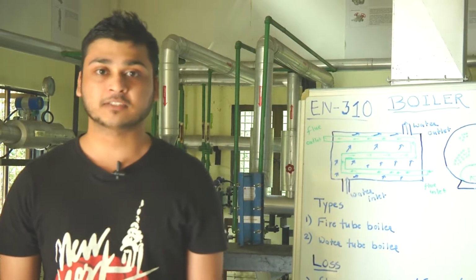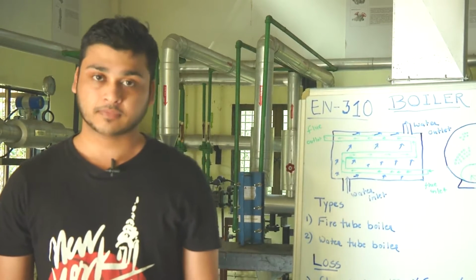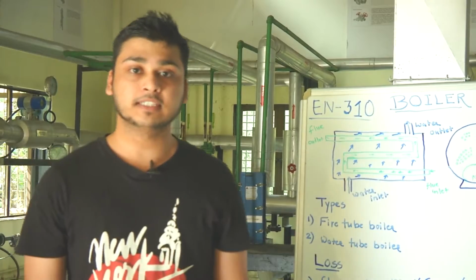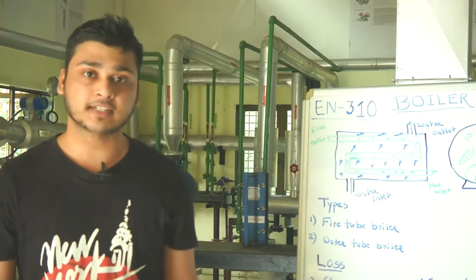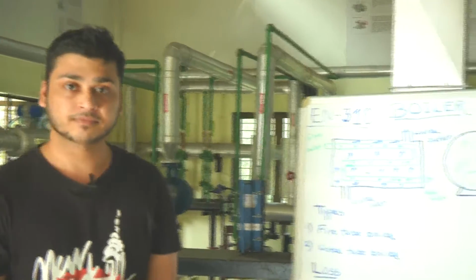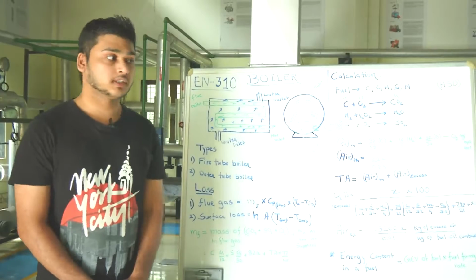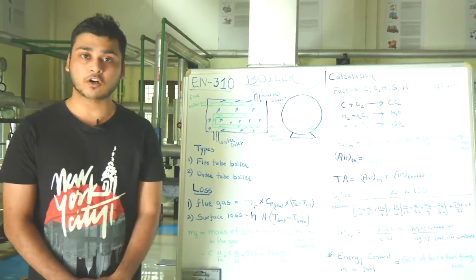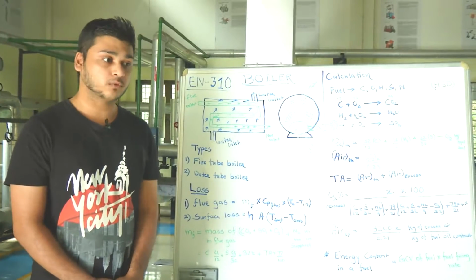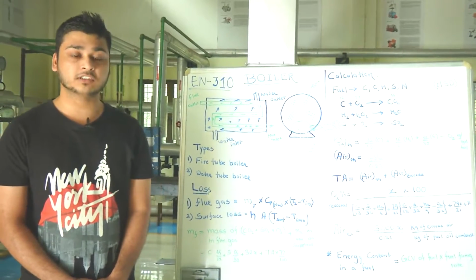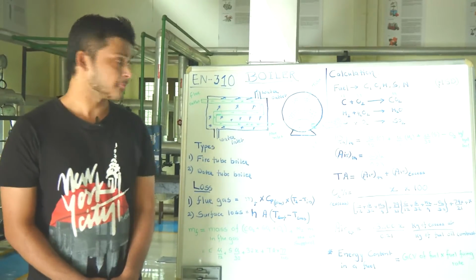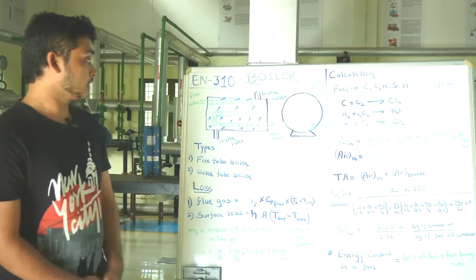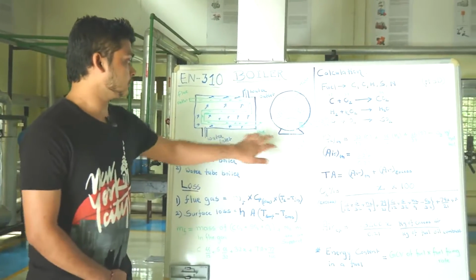I am TA for this experiment, a boiler, and the course name is EN 310. Let's start the theory behind the boiler. Our objective here is to know the operation of boiler and to calculate the thermal efficiency or operating efficiency of a boiler. In this case, we can see these two diagrams.